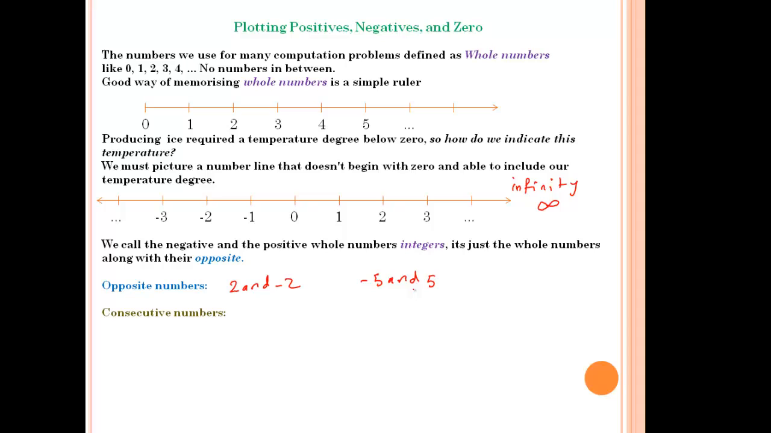Now another term is called consecutive numbers. Consecutive numbers can be found by moving to the right 1 unit. 3 and 4 are consecutive numbers. Minus 3 and minus 2 are consecutive numbers. 0 and 1 are consecutive numbers.